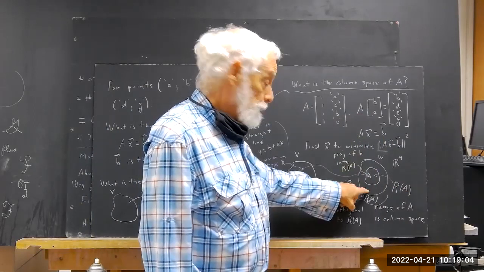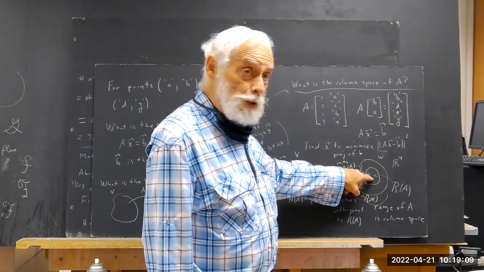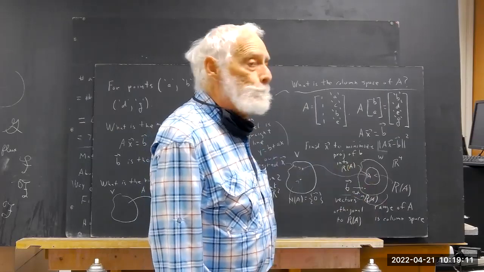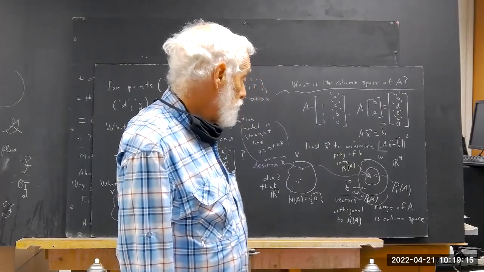We have our vector B, this vector over here. Now, if this vector is in the range of A, we're done, because all these points do lie on a straight line. You think about why that's so.